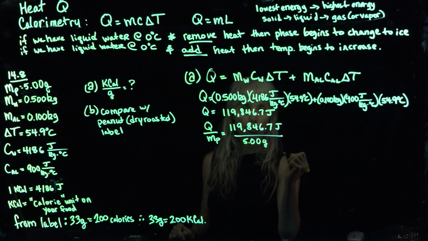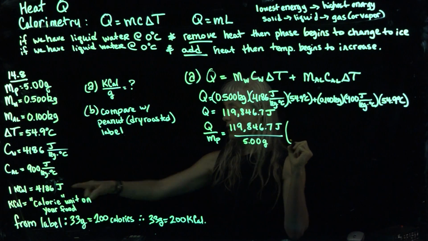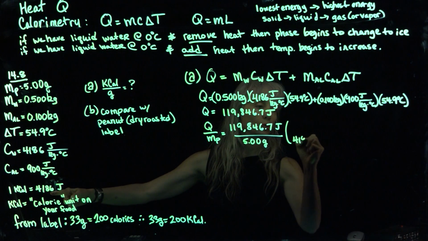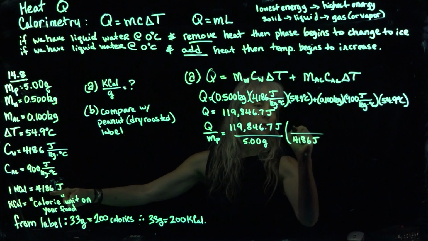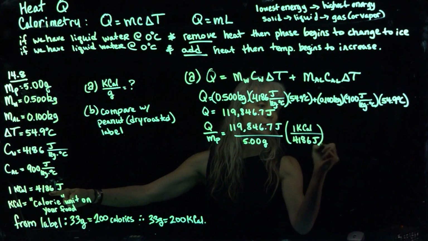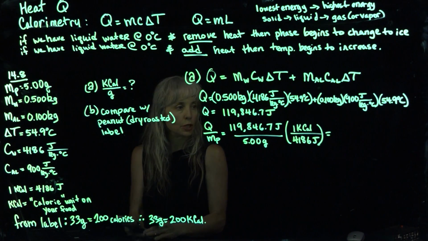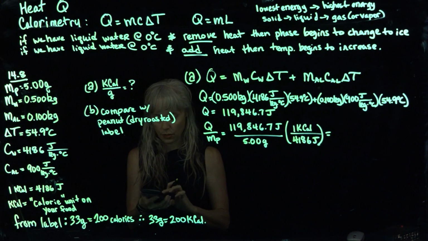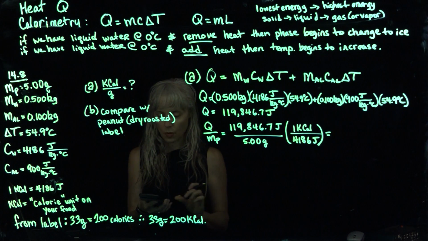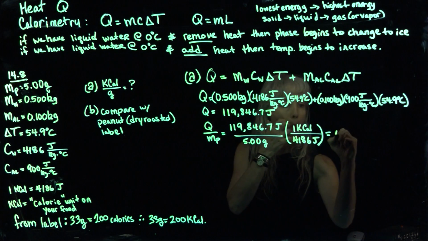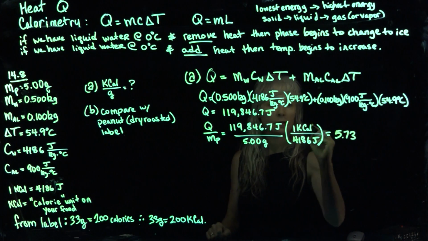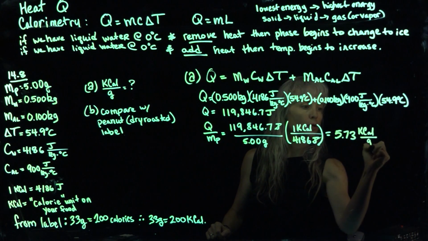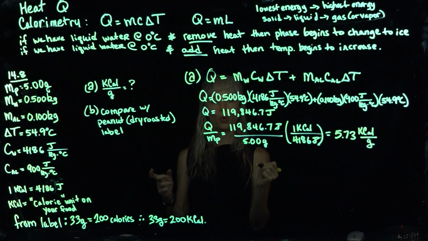Now we want to convert from joules to kilocalories. So we already have that equality right here. We want to get rid of joules, so we're going to put joules in the denominator, and we want kilocalories in the numerator. So there it is. And so we're going to take this number and divide it by 5, and then divide it by 4186. And what we get is 5.73. And the units, we can see the joules will cancel, and we'll have units of kilocalories per gram. So that's exactly what we wanted in part A.